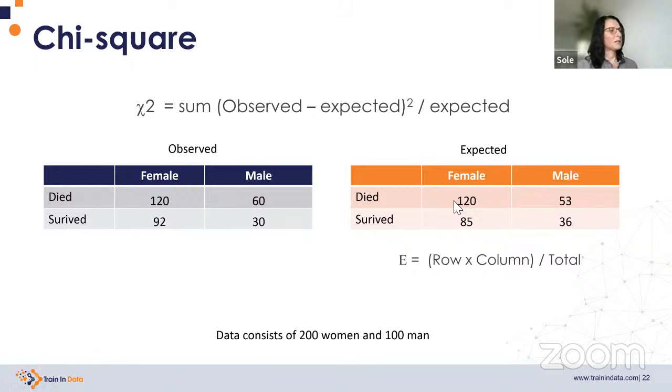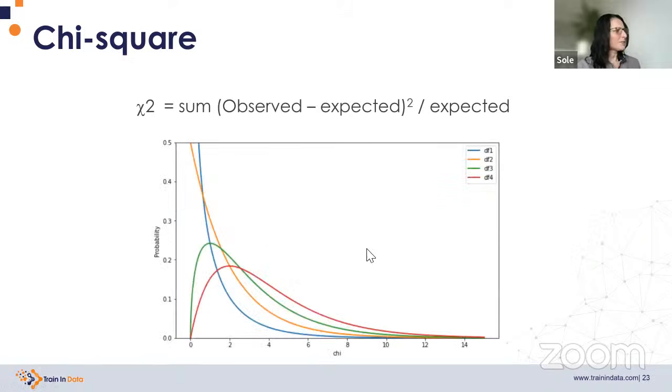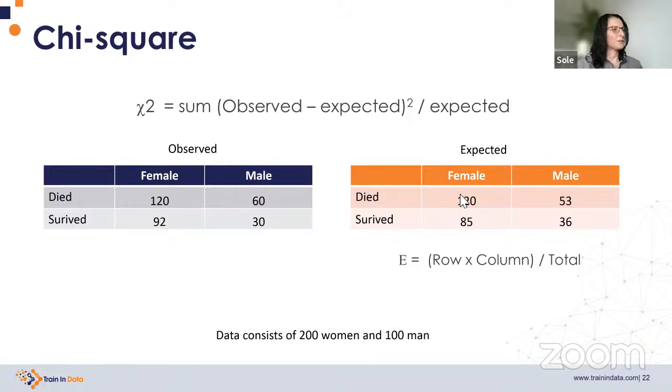So if we look at this one here, to calculate how many individuals I need to place here, I need to multiply the total number of people who died by the total number of female and divide by the total number of observations. And this is how I obtain this value. Then I subtract the expected from the observed, I put it in this chi-square statistic, and I do the same for all the cells, and I obtain this value of the chi-square.